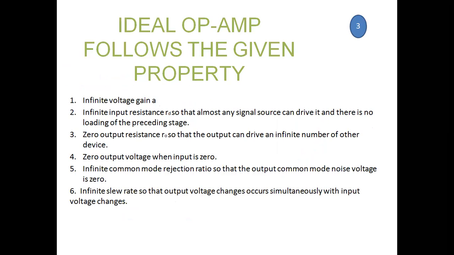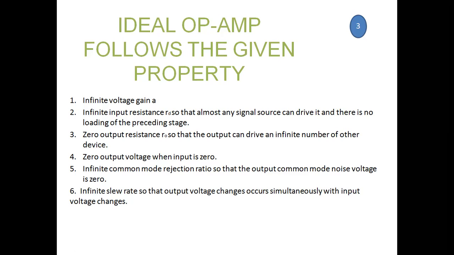The ideal op-amp follows the given properties. It has infinite voltage gain, which we denote by the letter A, so it has infinite A. It has infinite input resistance. We are using the differential amplifier here, so infinite input resistance is the resistance between the input terminals. We denote that input resistance by RD, so that almost any signal source can drive it and there is no loading of the preceding stage.